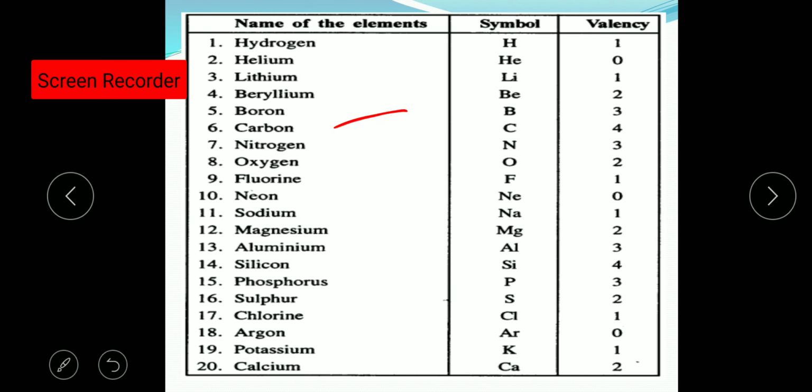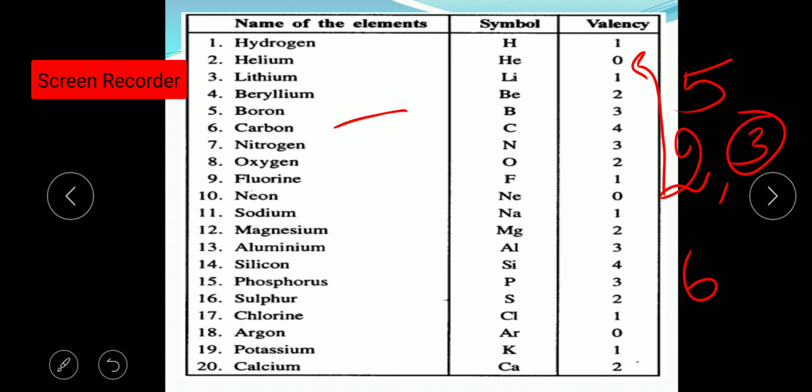Then boron, the atomic number of boron is 5. So in the first shell it will have 2 electrons and in the second shell it will have 3 electrons. So it will give 3 electrons and it will get a 3 plus charge. So by giving 3 electrons, it is again gaining the electronic configuration nearest to it, the noble element. Then carbon's atomic number is 6. So in the first shell 2 electrons, then in the second shell 4 electrons will be there. So its valency is what? 4.